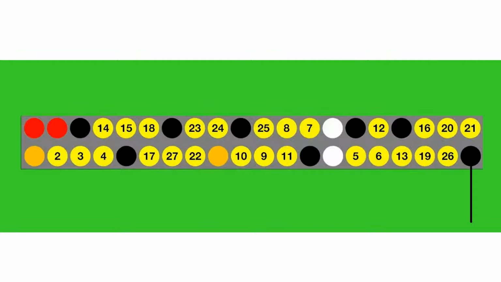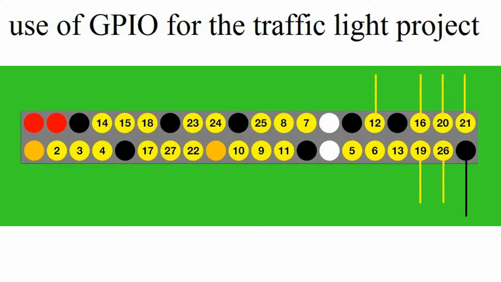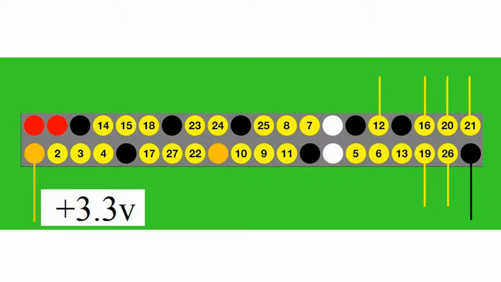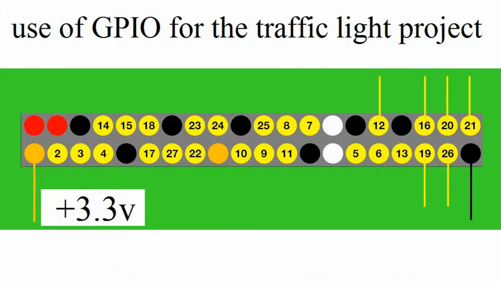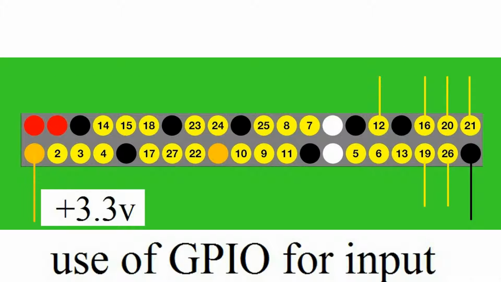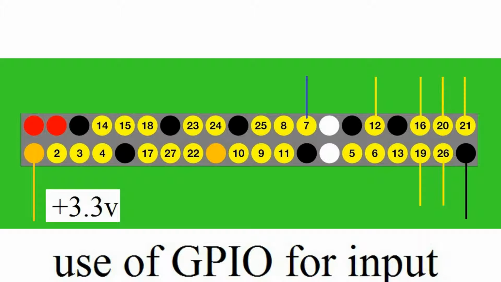First of all, let's take a look at the GPIO pins that we used for the traffic light project. We used a connection to a ground pin, shown here coloured black, and to any 6 GPIO pins, shown here coloured yellow. In this project, we shall use a connection to the pin at a voltage of 3.3 volts, shown here coloured orange, and to any other GPIO pin that we are not already using. Here we shall use GPIO pin number 7.